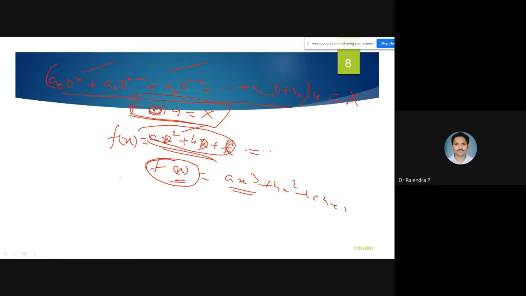Okay, so this is a very, very important equation. What we are now coming to the conclusion of is the simplest symbolic representation of our higher order differential equation: f of d into y is equal to x. This is a very, very important representation of your higher order differential equation.